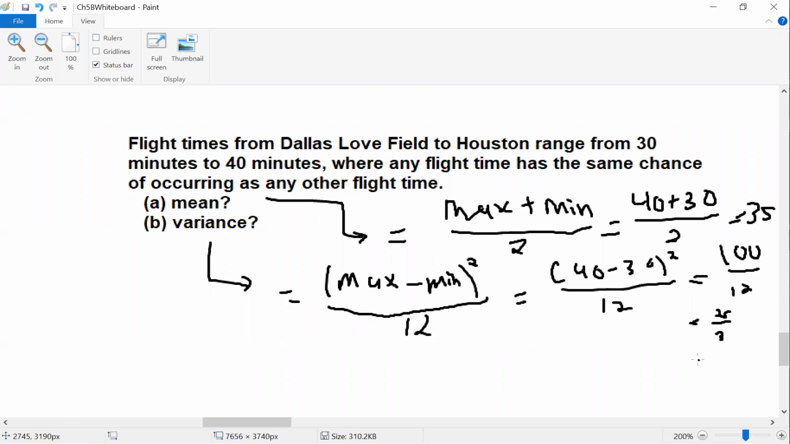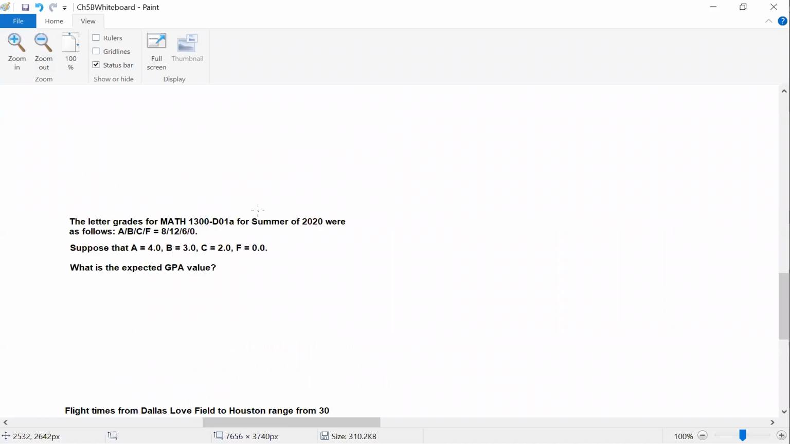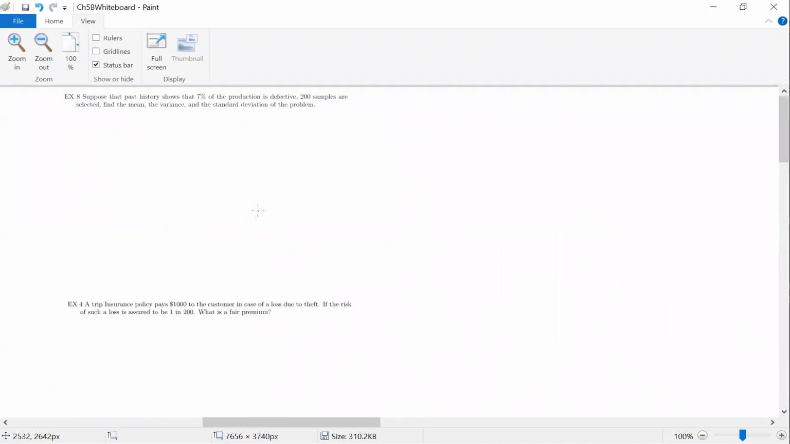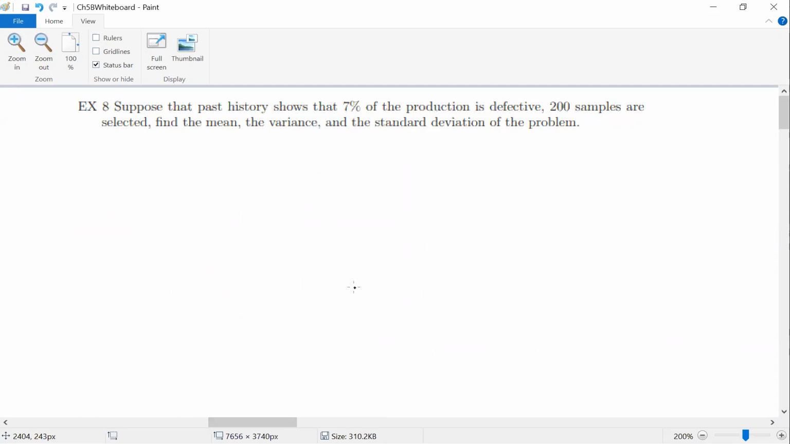Any questions about those? All right. Let's see if I can find where I put the binomial one. We'll get to that in a second. Here we go. Here's the binomial one. This one is binomial. And the reason why you know it's binomial is because it's defective or it's not. So find the mean, variance, and standard deviation of this one. You should only need maybe 30 seconds for this.